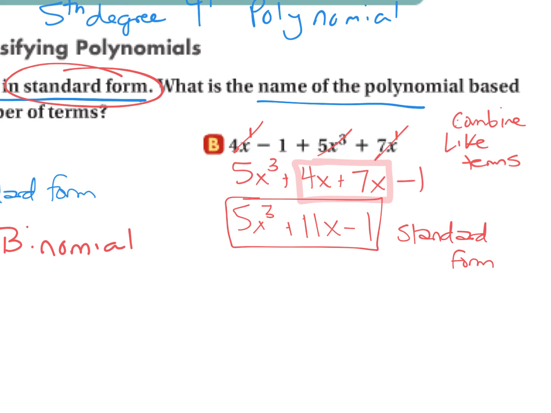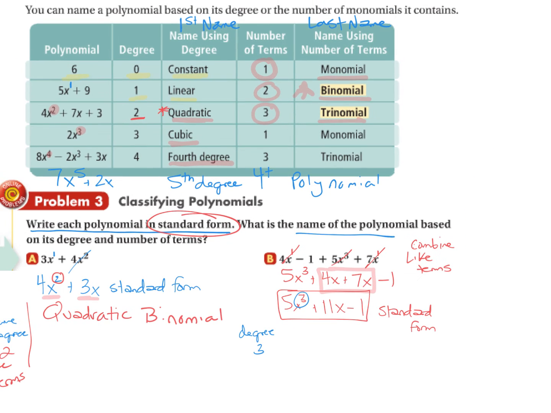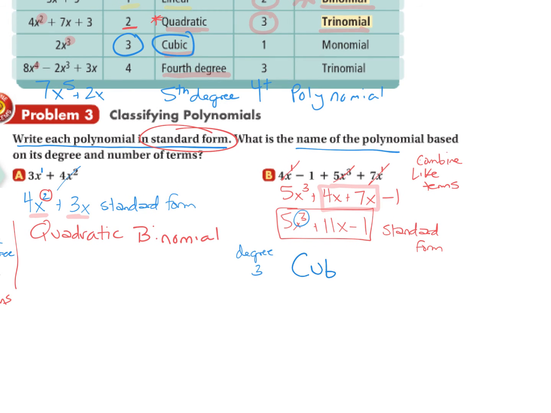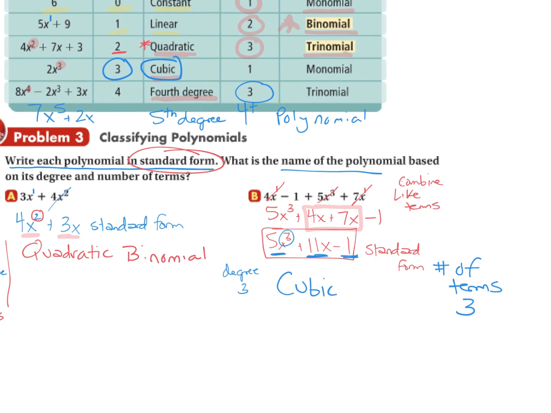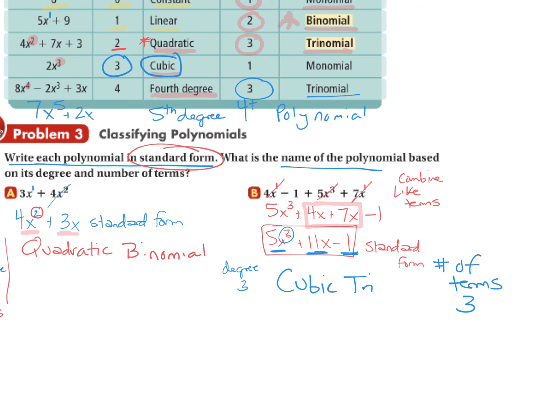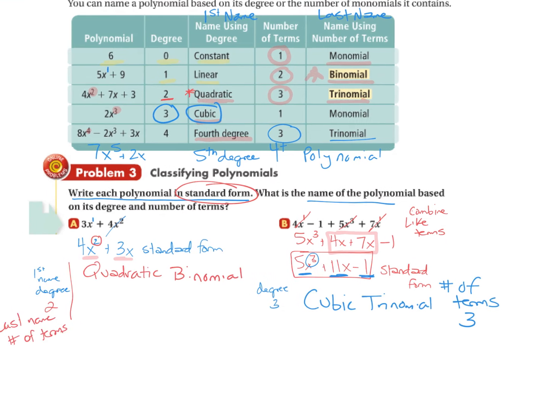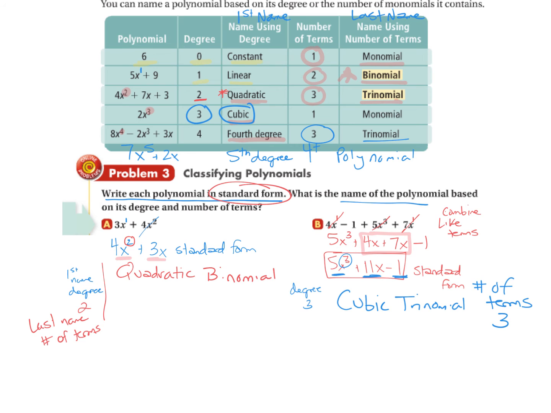So the degree is going to be the largest exponent, which is a 3. If I look up at my chart, a degree of 3 is called cubic. So this guy is a cubic. The number of terms is the last name. I've got 1, I've got 2, I've got 3. So if I look at the number of terms, 3, that's called a trinomial. Guys, this chart in your notes is something that you definitely will come back to reference.